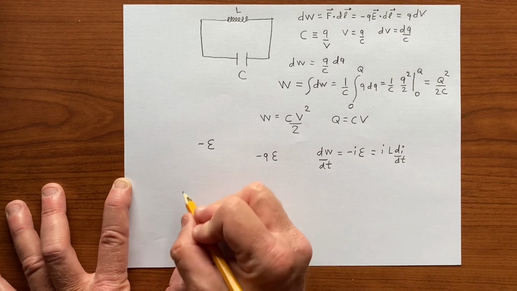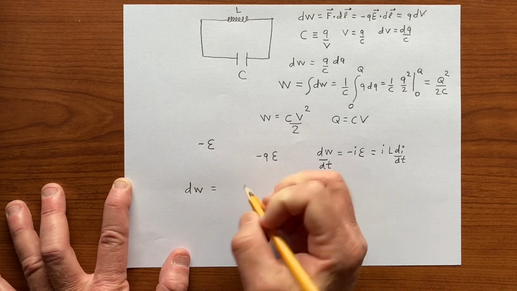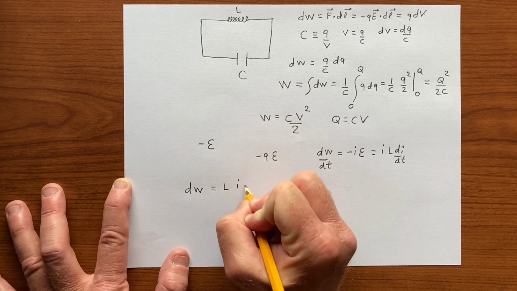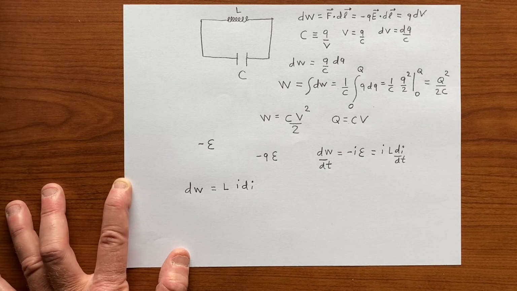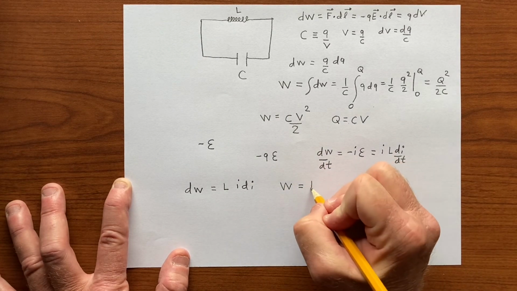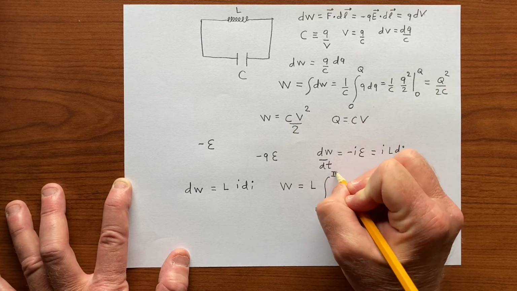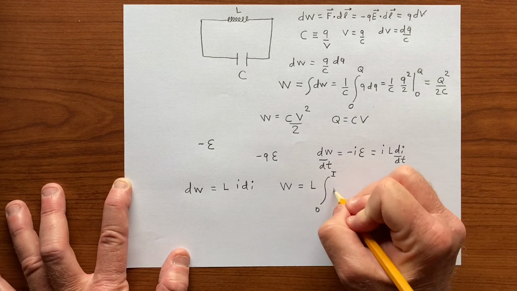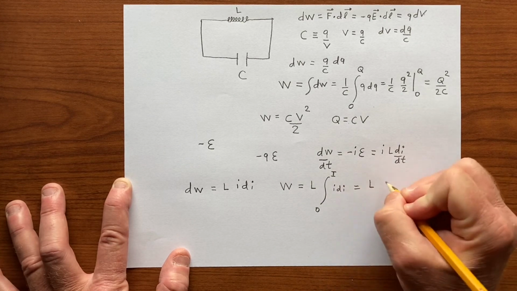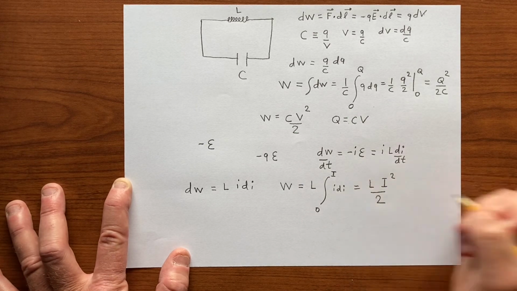And so we have a dW, which looks like L I di. And so the work we have to do to get a current flowing is the integral of this from 0 to some current I, capital I, of I di, and that gives us L I squared over 2.